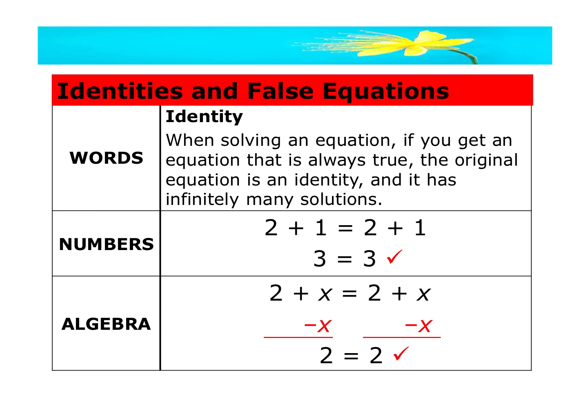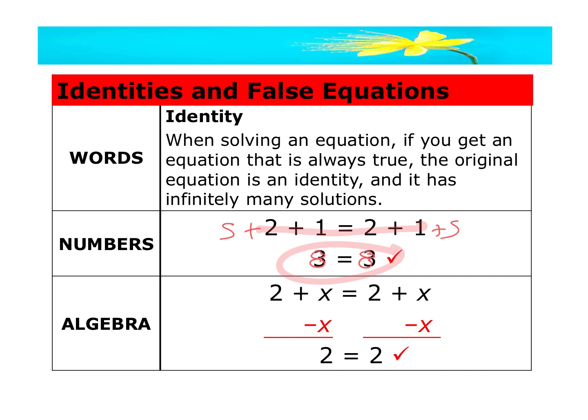So identity in words is when solving an equation, if you get an equation that is always true, the original equation is an identity and has infinitely many solutions. So for example, we have this thing that says 2 plus 1 equals 2 plus 1. So 3 is equal to 3. That is correct. If I were to actually, let's say, add 5 on both sides, it will make this equation 8 is equal to 8, which is still a true equation. So as long as it's the same on both sides, you will be fine.